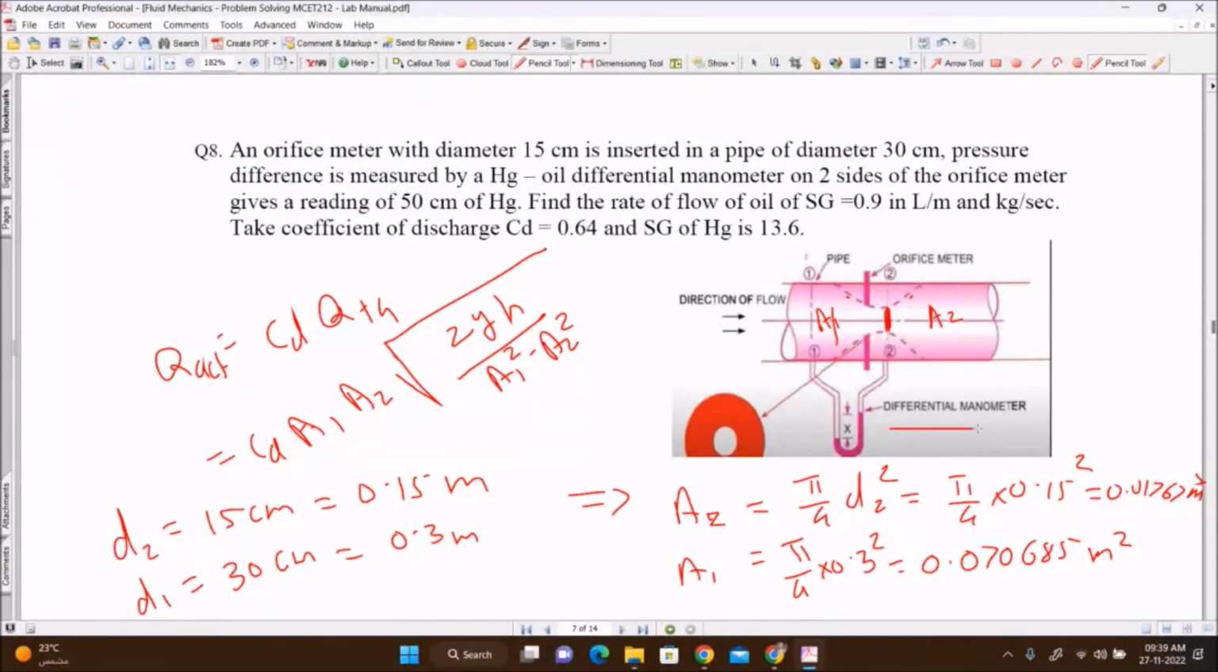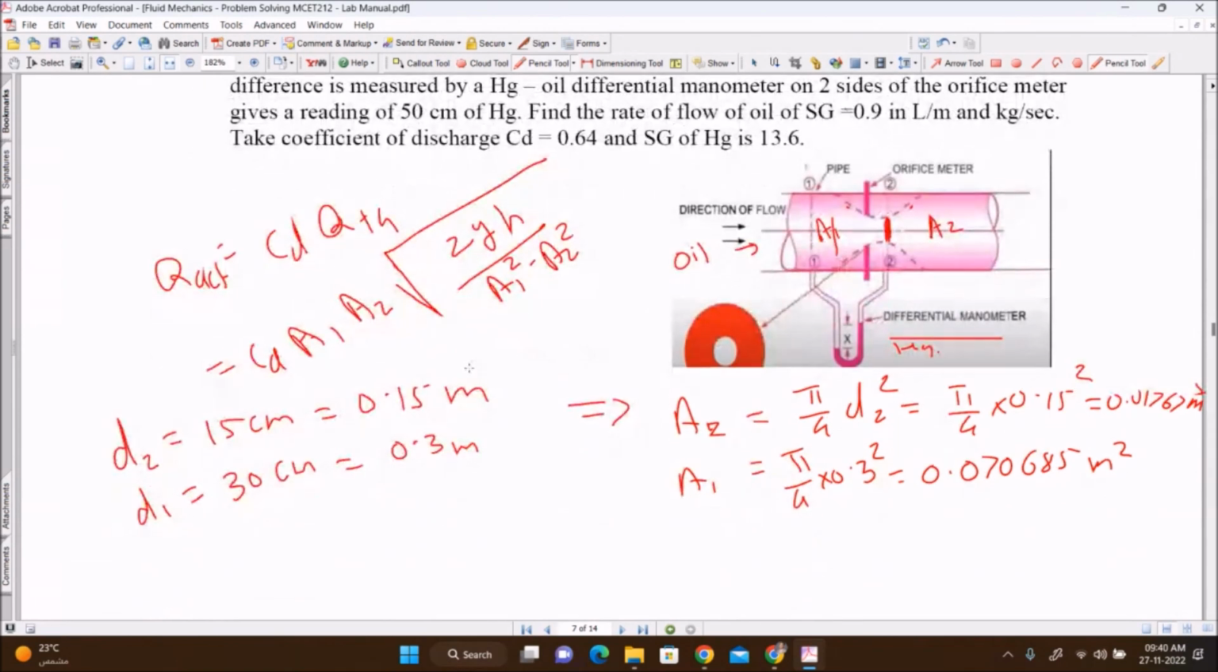Now, next, the pressure difference is measured by Hg oil manometers. So here it is a mercury manometer, and oil is flowing here. So I need to convert that mercury. H of mercury is given as 50 centimeters, so it is equal to 0.5 meter. So I need to calculate H of oil.